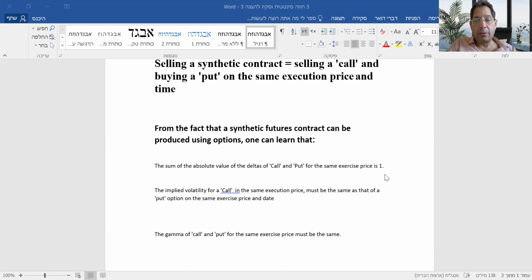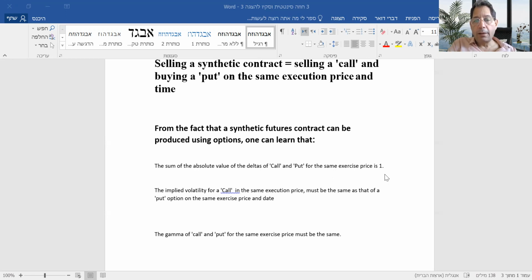Of course, when we write the put option, the delta changes into a positive, and then the written put option will have a plus 40 delta, and together with the 60 of the call, it's 100. Exactly the same when we sell a contract, it's minus 100. The call option, for example, is minus 60, and the put is 40. We buy it, so it's minus 40, and together it's minus 100 for selling short the synthetic future.